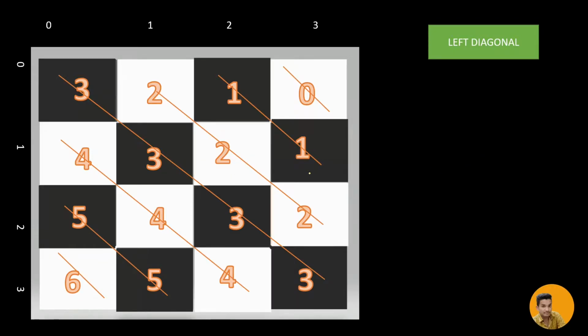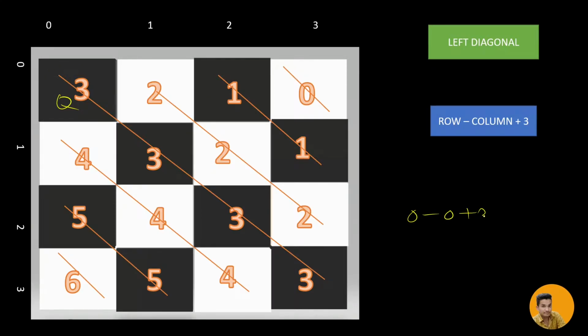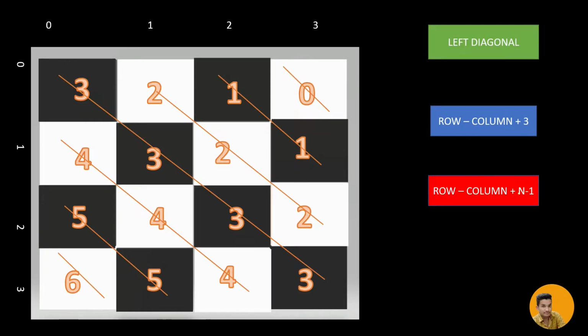You need to put in a little bit of effort here to get this. After a few trials, we got an idea of how we are going to track down the left diagonal. We can track it by row minus column plus 3. So if a queen is placed here, row minus column, that means 0 minus 0 plus 3, that means 3. This diagonal is being occupied, you can't place another queen here. And for general n, we can say row minus column plus n minus 1. This is for general n. So this is how we're going to track down the left diagonal.